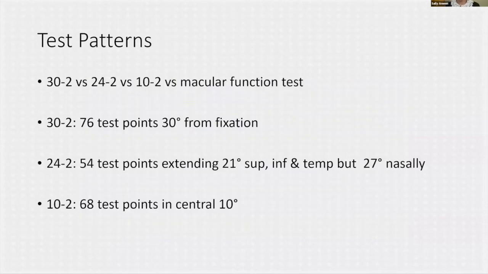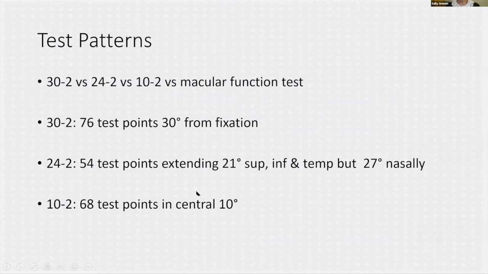Next, the test patterns that we have available are 30-2 versus 24-2 versus 10-2 versus the macular function. The 30-2 tests 76 test points, 30 degrees from fixation, as the name suggests. The 24-2, which is the one that's most commonly used in actual clinical examination, tests 54 test points, and these are the extensions at which it does it. So more nasally than superiorly and temporally.